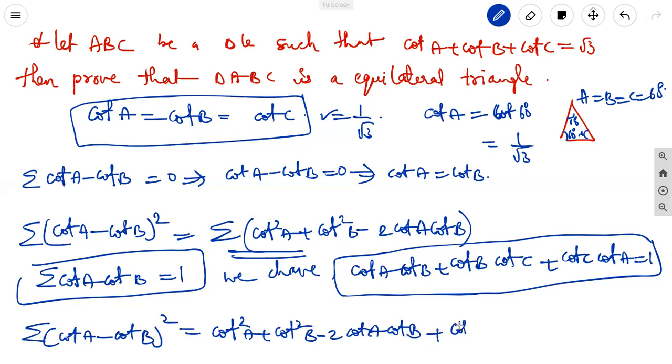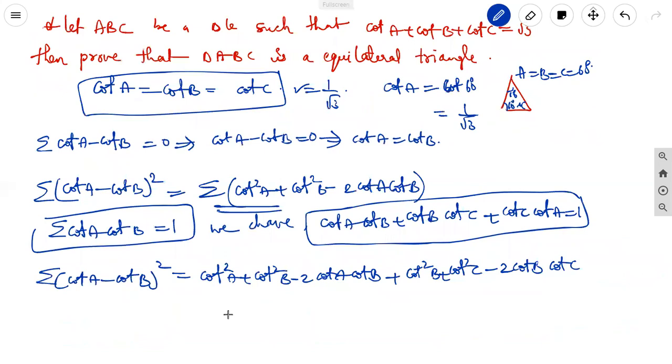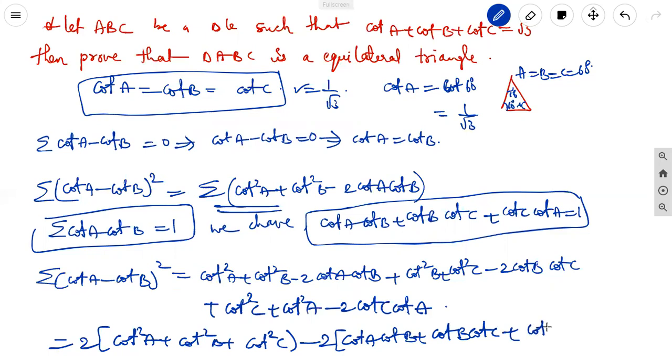plus cot square B plus cot square C minus 2 cot B cot C plus cot square C plus cot square A minus 2 cot C cot A. Then all square terms are doubled, so 2 into cot square A plus cot square B plus cot square C. Next, for the remaining terms, taking minus 2 common: 2 of cot A cot B plus cot B cot C plus cot C cot A.